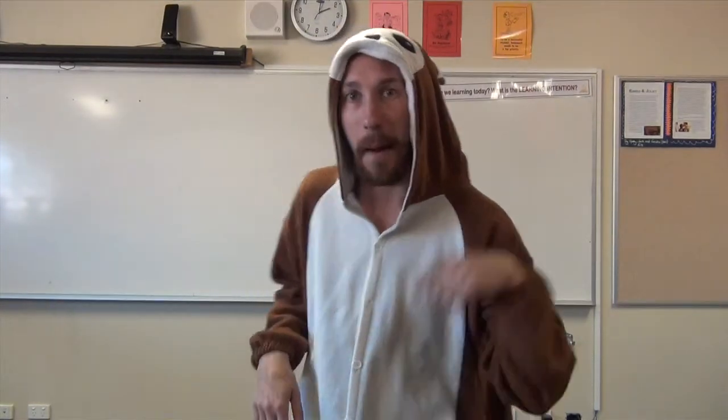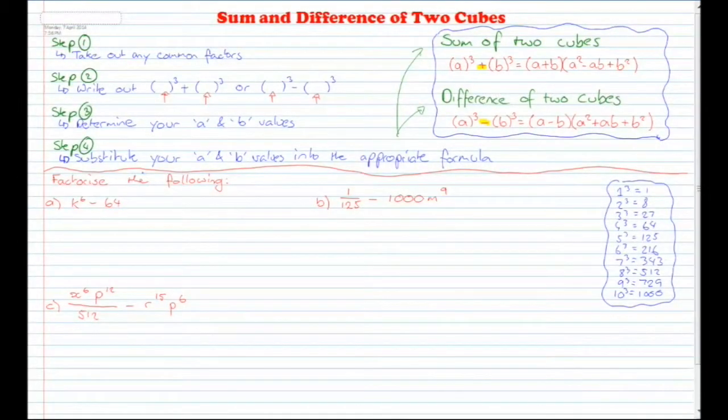Sweet! Well, I guess that wasn't too difficult, so let's now have a look at a couple of worked examples on how to work with the difference of two cubes. Let's check it out. Alright, so we're having a look at the difference of two cubes now, and the first question says k to the power of 6 minus 64.